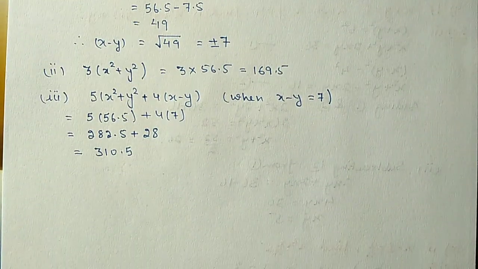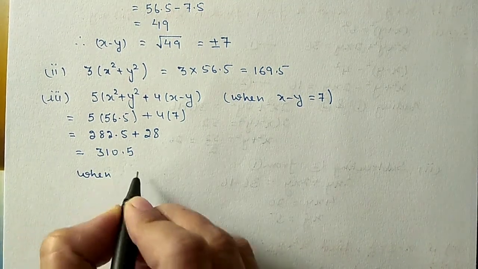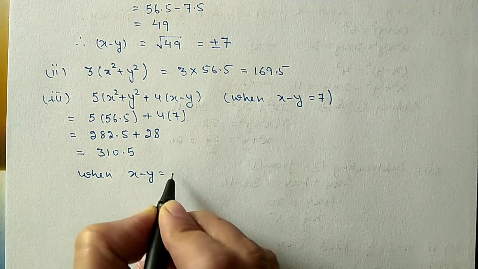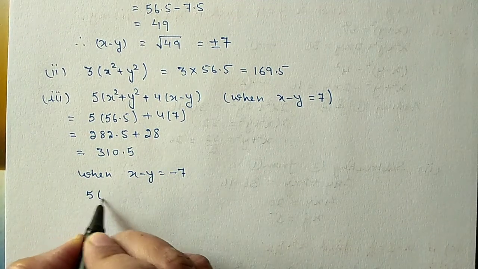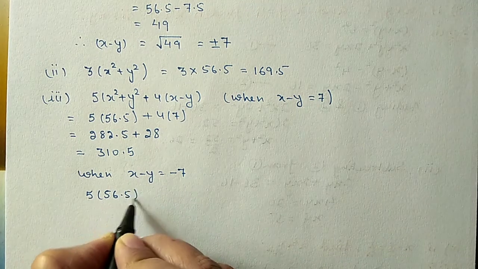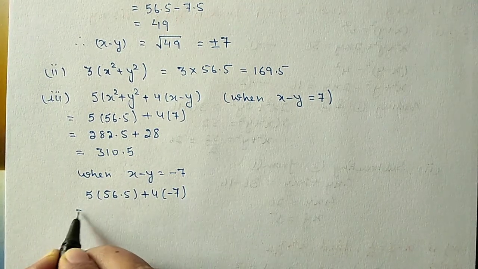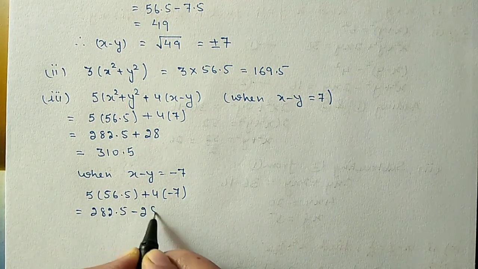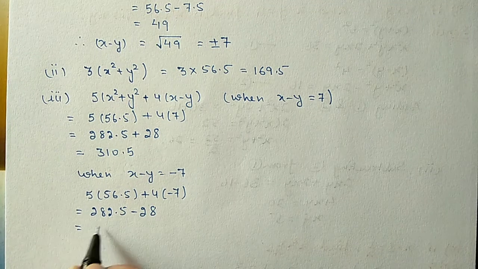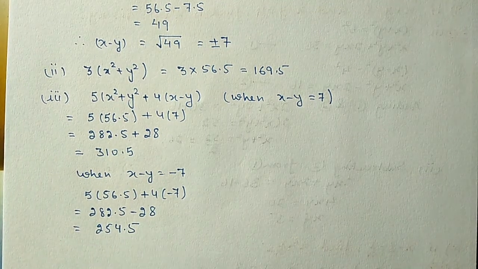Second case, when we take x minus y equal to minus 7. In that case, 5 times this value, 56.5, plus 4 into minus 7. So 282.5 minus 28. After subtraction we will get 254.5.